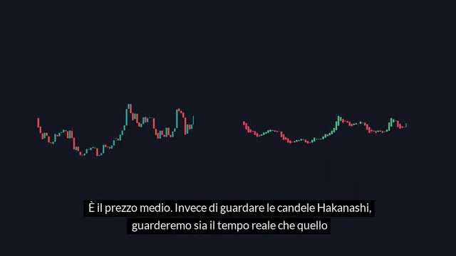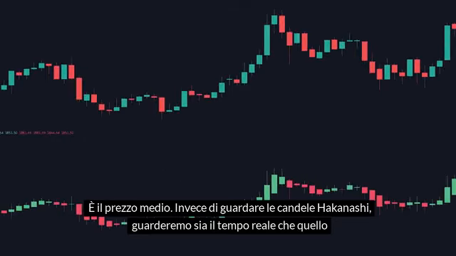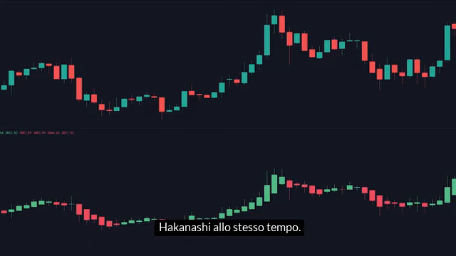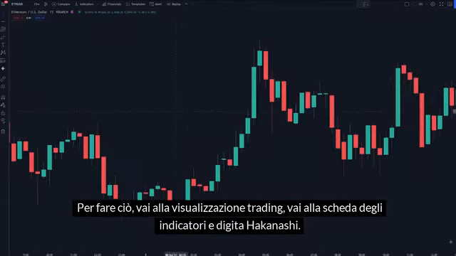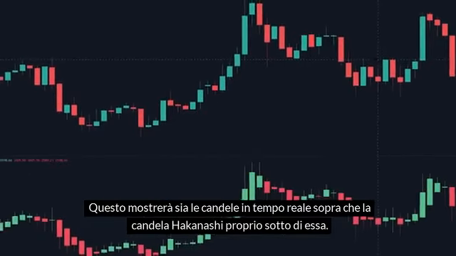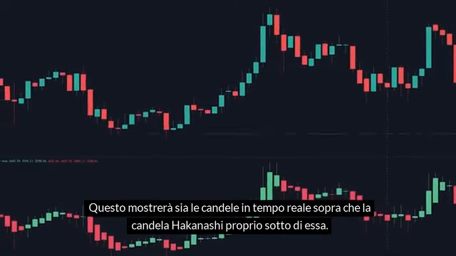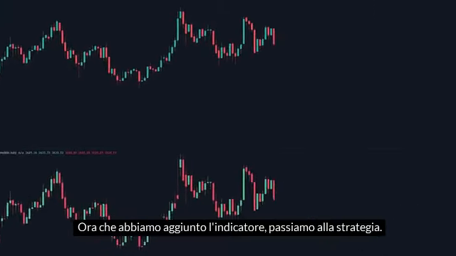So just make sure in the back of your head, you know the Heikin Ashi is not the real price, it's the average price. Instead of just looking at the Heikin Ashi candles, we're going to be looking at both the real time and the Heikin Ashi at the same time, so we can read and understand the chart better. To do this, just go to Trading View, go to the Indicators tab, and type in Heikin Ashi. This will show both the real time candles above and the Heikin Ashi candlesticks right below it. Now that we have the indicator added, let's move on to the strategy.